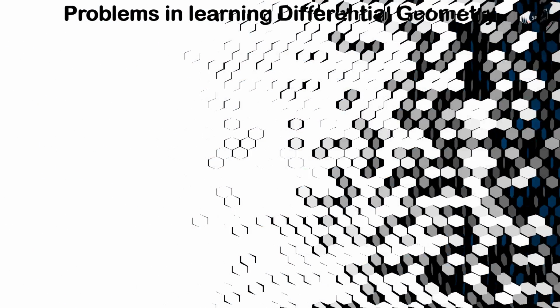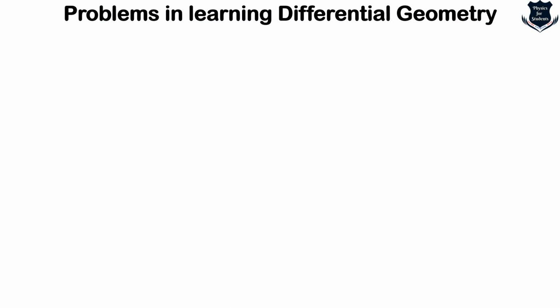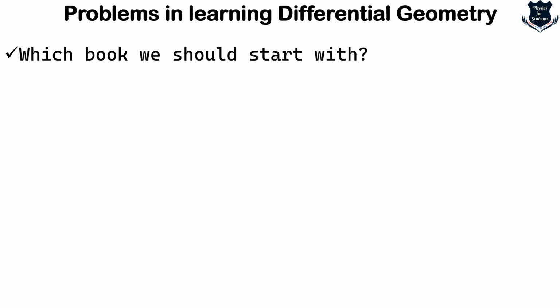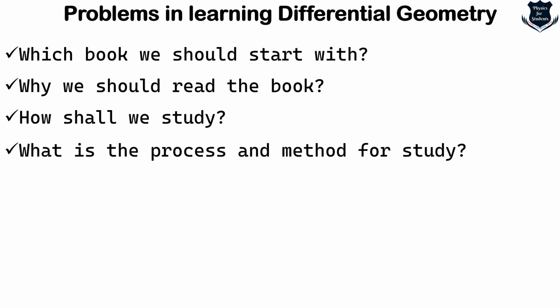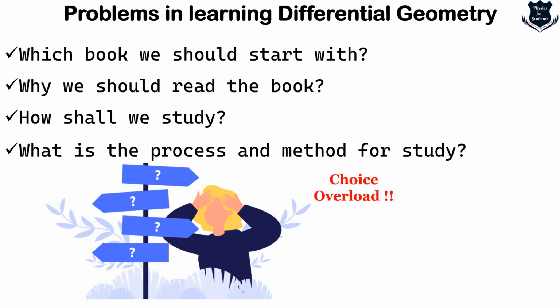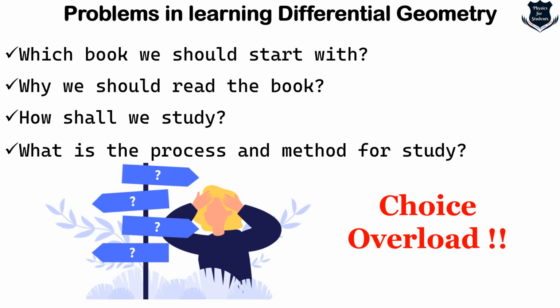So the first challenge in differential geometry is that there is a huge number of books available. Which book should you start with? Why should you read this book? What is the method, or how will you study, and what is the process and method for study? So all these taken together, the basic idea which comes into your mind is called choice overload. Now, the more choices there are, the more difficult you find it to learn any subject.